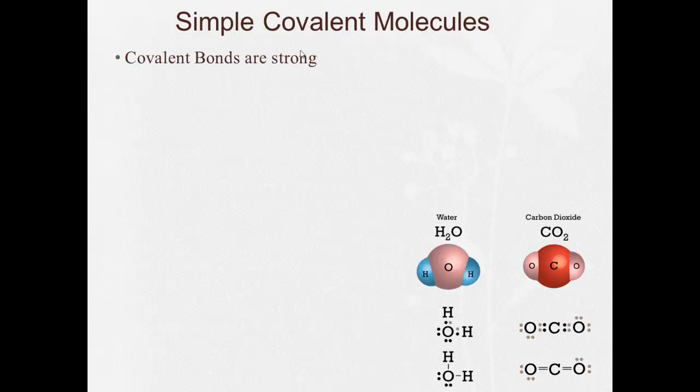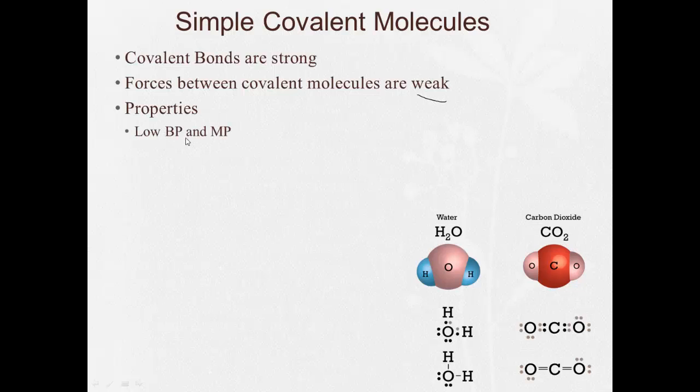Important thing to remember, covalent bonds are strong. However, the forces between covalent molecules are weak. So where the forces between ionic molecules are strong, the forces between covalent molecules are weak, which leads to certain properties, like low boiling point and melting point, right? Ionic, things like salts, are going to have a high boiling point and melting point. Covalent substances have low, opposite.